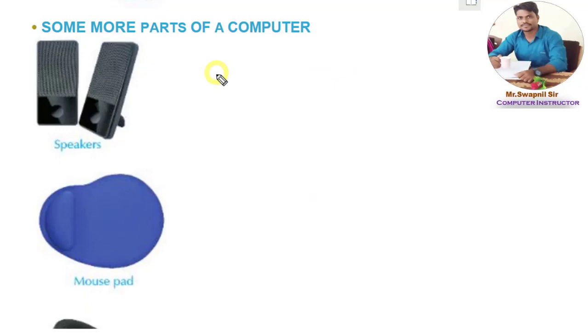Now dear student, we have already learned about the main four parts of computer, that is mouse, keyboard, monitor, and CPU. So computer system has many more parts. They are optional parts, you can use them or not, as per your own use. First, let's see the first part. What's this picture? It is sound, it is speaker.